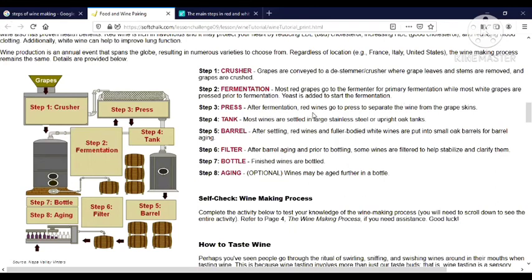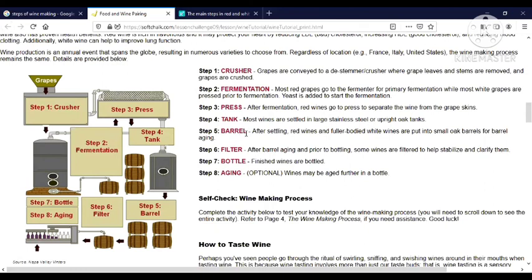Pressing: after fermentation, red wines go to the press to separate the wine from the grape skins. Tank: most wines are settled in large stainless steel or upright oak tanks. That's step number 4, you can see the tank.